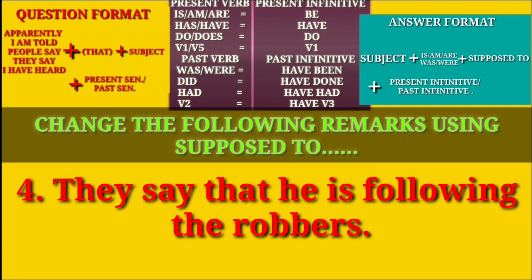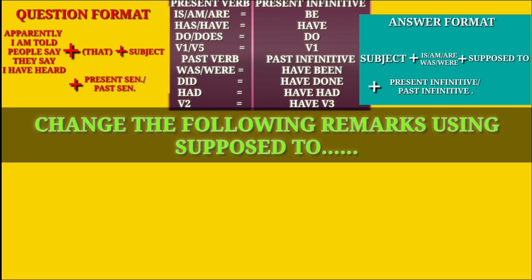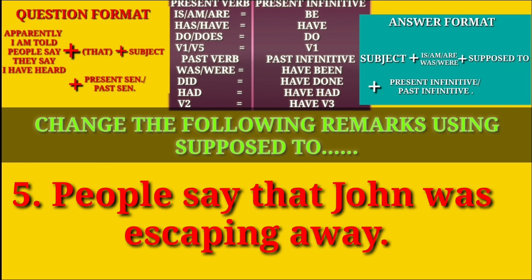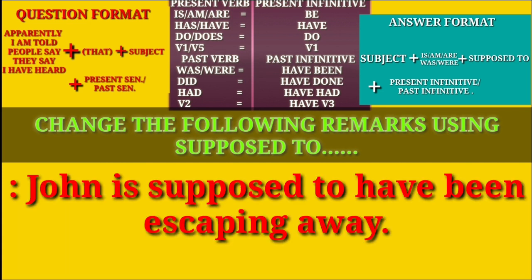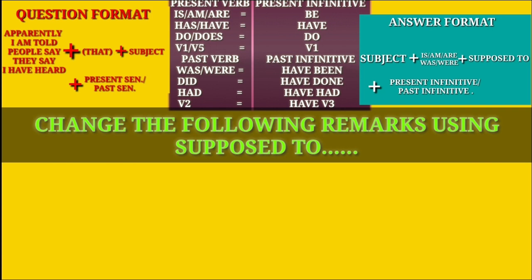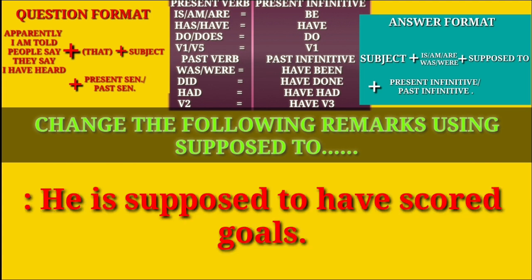Question number 4. They say that he is following the robbers, and the answer is: he is supposed to be following the robbers. Question number 5. People say that John was escaping away, and the answer is: John is supposed to have been escaping away. Question number 6. Apparently, he scored goals, and the answer is: he is supposed to have scored goals.